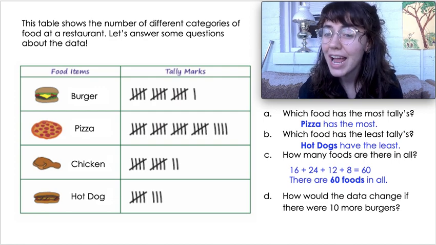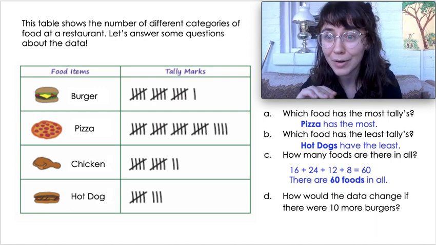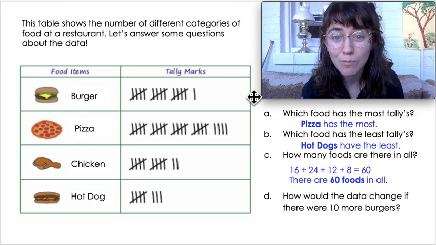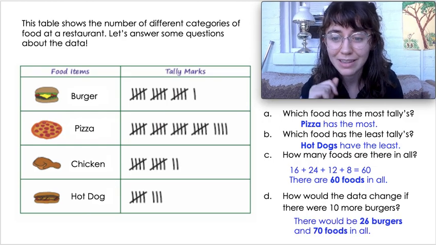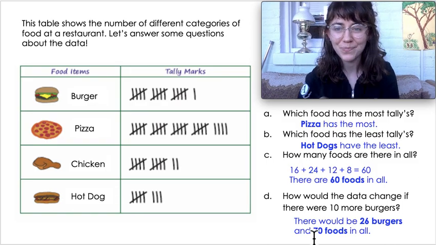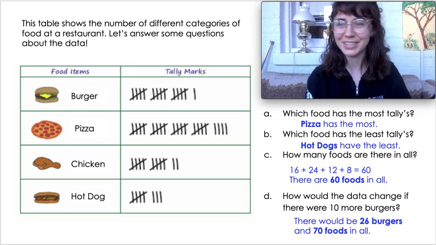Last question. How would the data change if there were 10 more burgers? How many burgers would there be and how many would there be in all? Well, if I did 10 more burgers, I have 16 right now. That's 26 burgers, and there would be 70 foods in all because we had 60 and we would do 10 more. All right, let's move on to our picture graph.